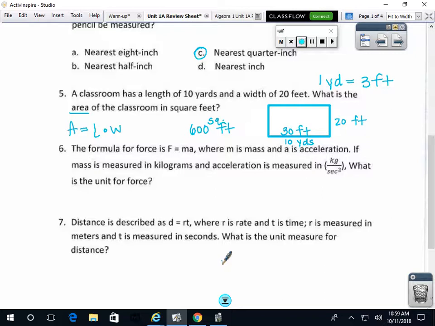Does that make more sense? You have to convert them so that they match. After this little bell change, we'll keep working. Come in, get your pink sheet out right away.